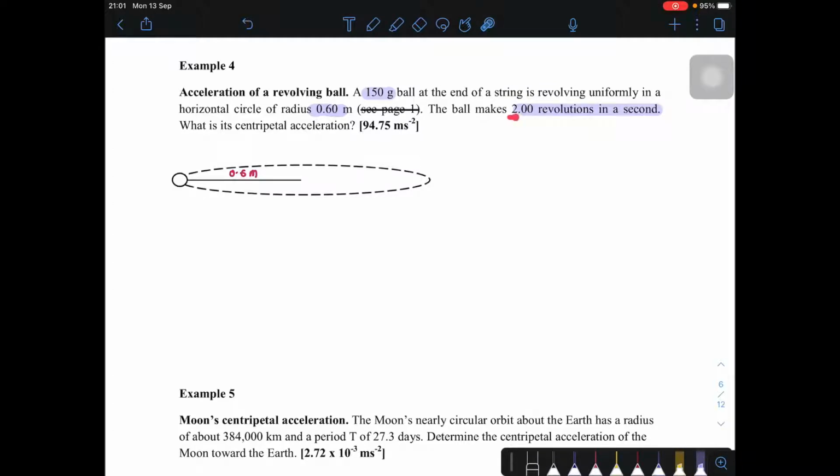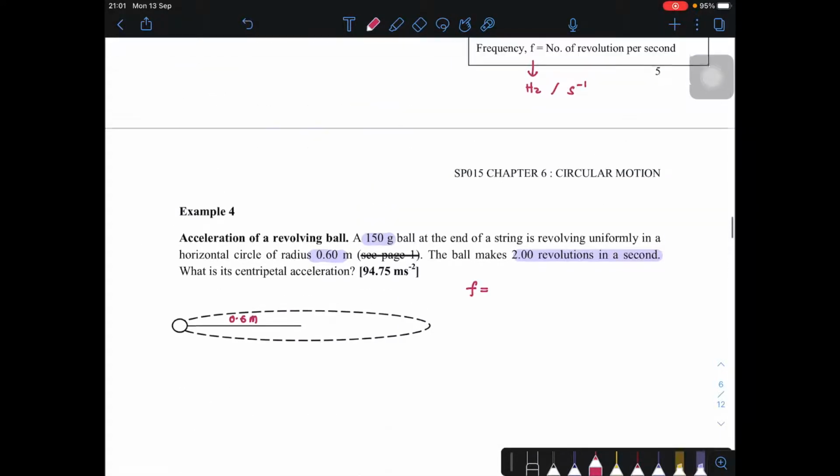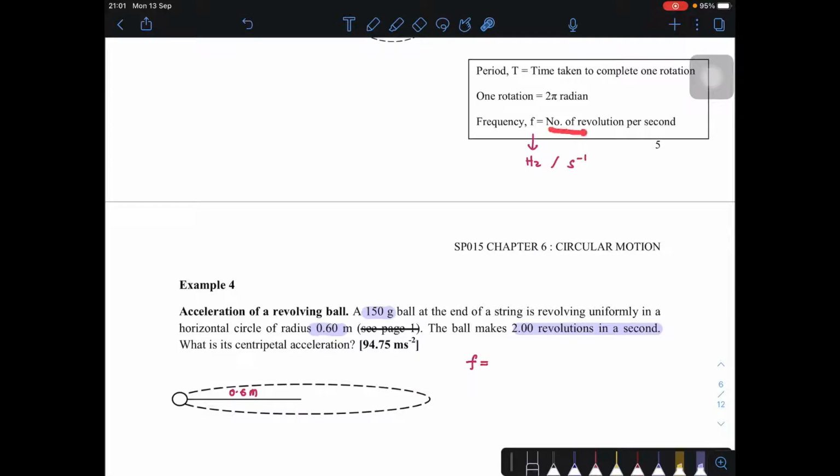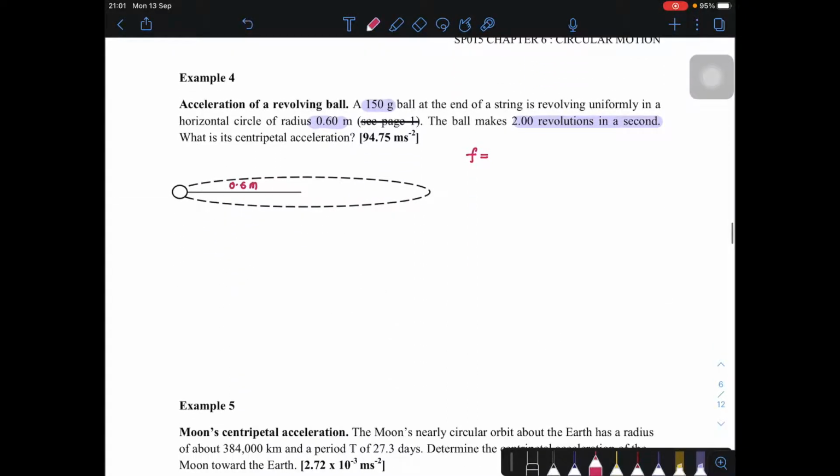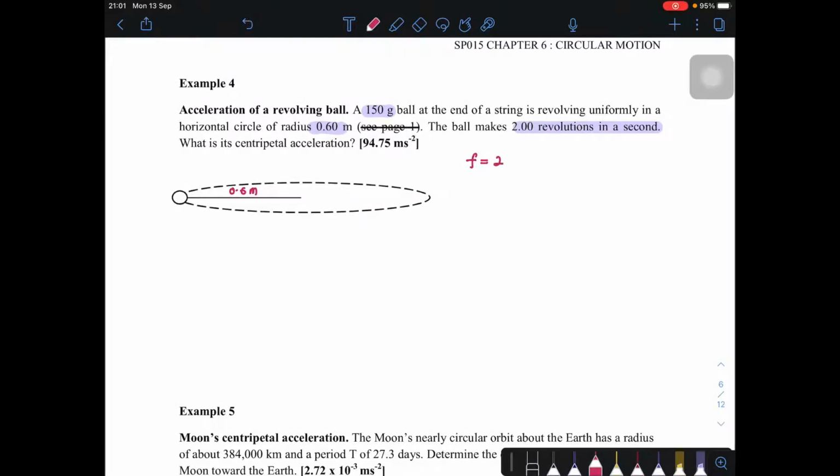Okay, so the information here, revolution in a second, is actually the value for frequency. Remember, frequency is the number of revolutions per second. We call it hertz, its SI unit, or per second. So whenever we see revolution per second, that is frequency. So this here is frequency, which is equal to 2 hertz. And then we have the mass, 150 gram, and the radius, 0.6 meter.